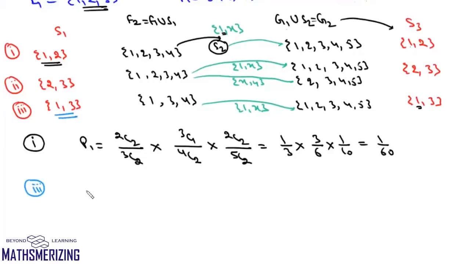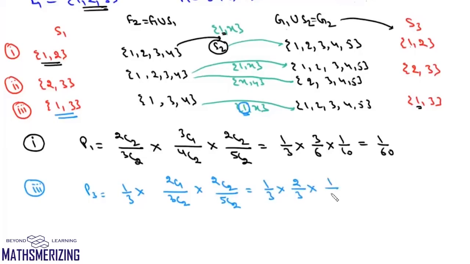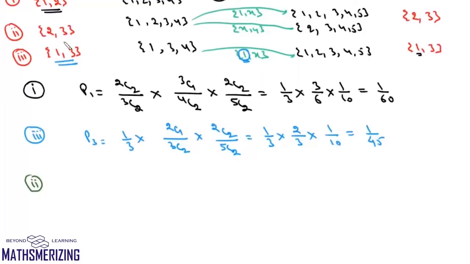In this third case, suppose this is P3. Now first we have to select 1, 3, which again can be done in 1 by 3 ways. Now again for S2, we have to select two elements from these three elements. It can be done in 3C2 ways, and one of the elements must be 1. So the other element can be selected in 2C1 ways, and then 2 out of 5, so it will be 2C2 upon 5C2. Now this is 1 by 3 into 2 by 3 into 1 by 10, and it will be 1 by 45.